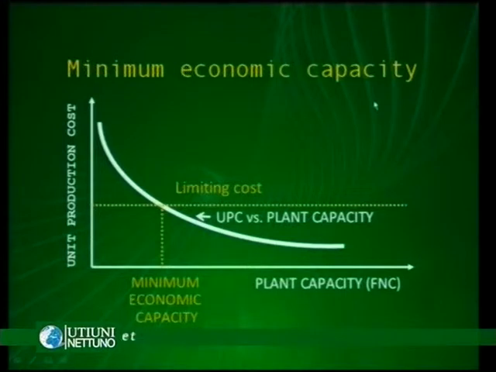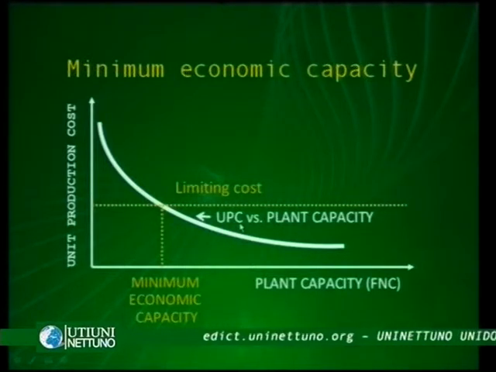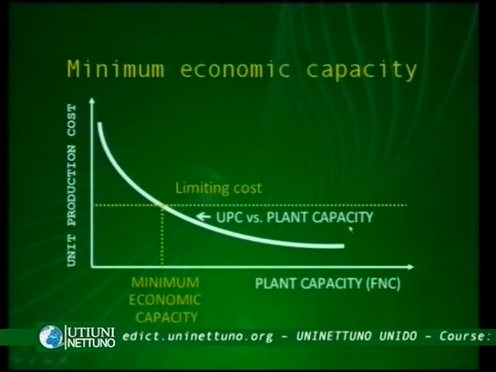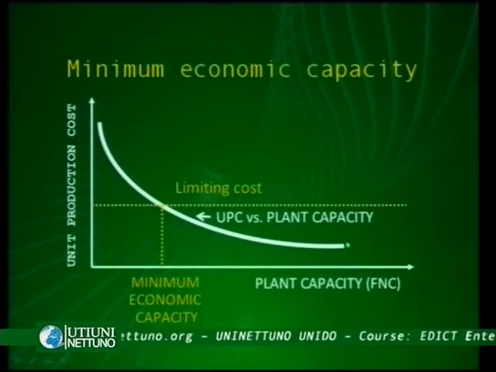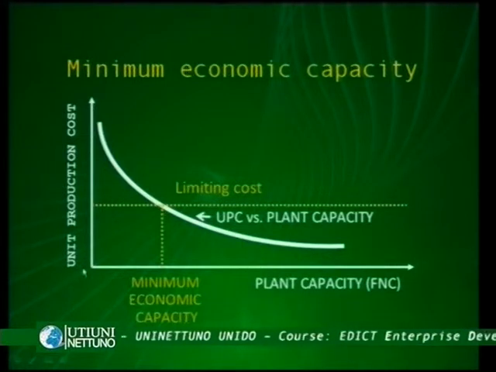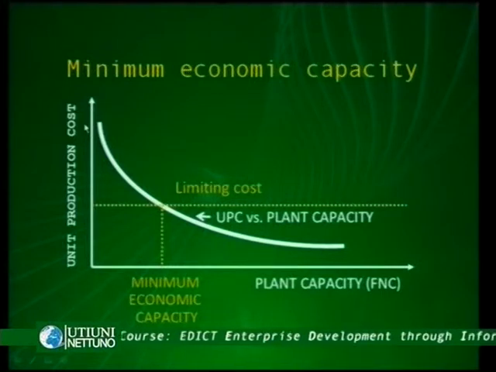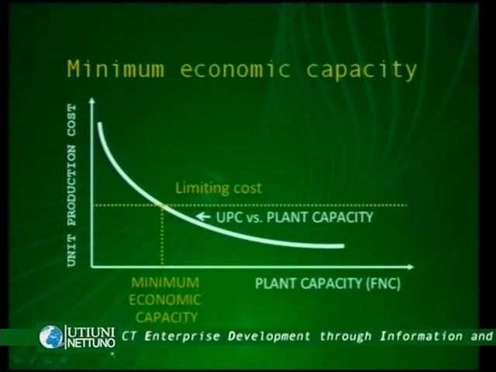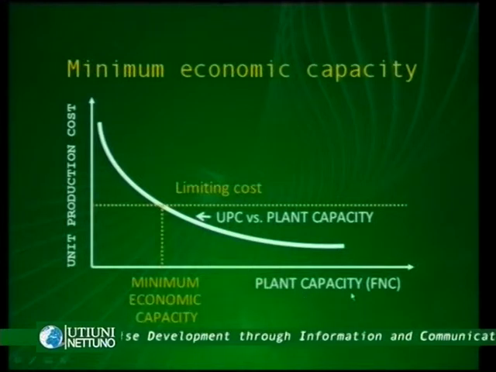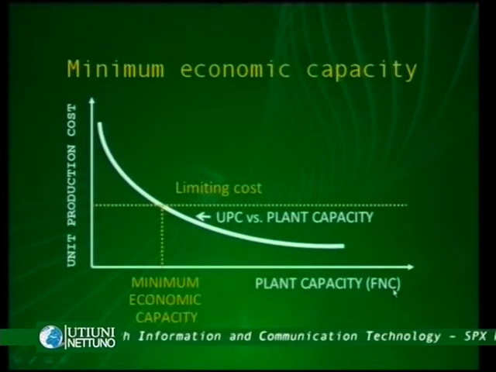Minimum economic capacity. As this graph will show us, the minimum economic capacity comes out of the confrontation between the unit production cost, UPC, and the plant capacity. So in this graph we have two axes. The vertical one is the unit production cost, which is quite similar to all the ones we have seen already. On the other axis we have the plant capacity in terms of feasible normal capacity. So it's the actual exploitation of the plant.